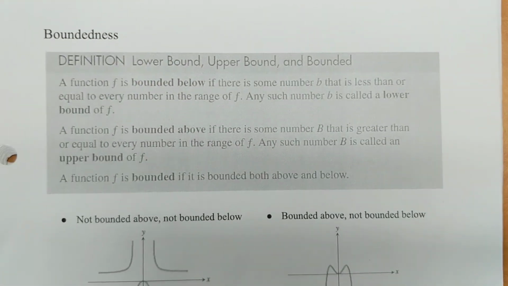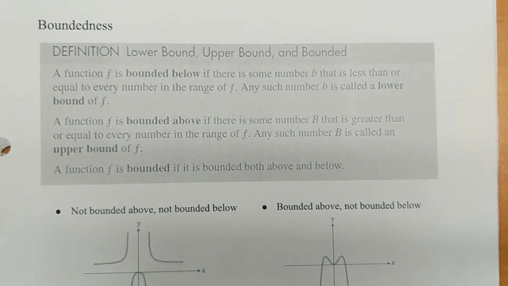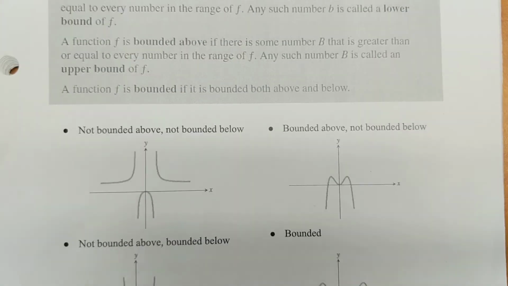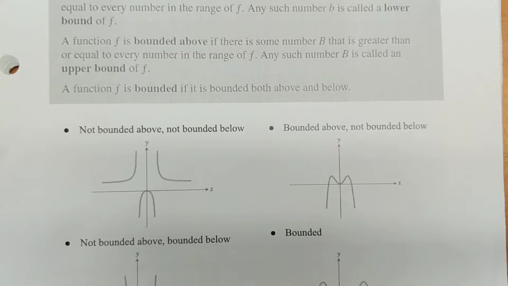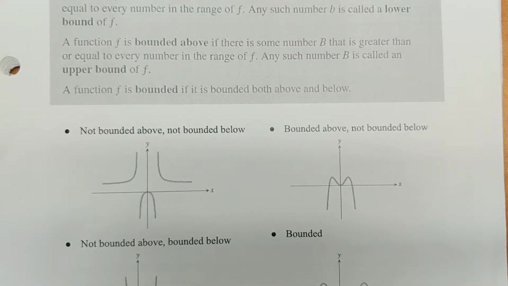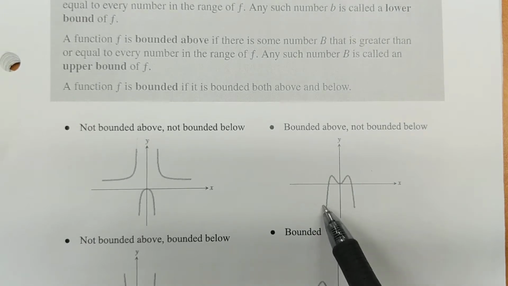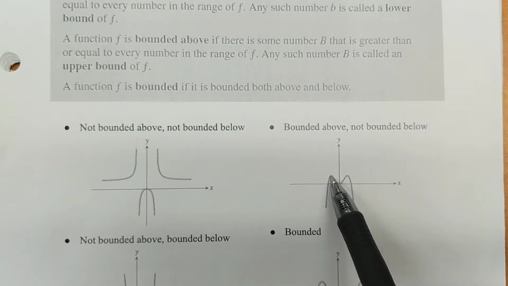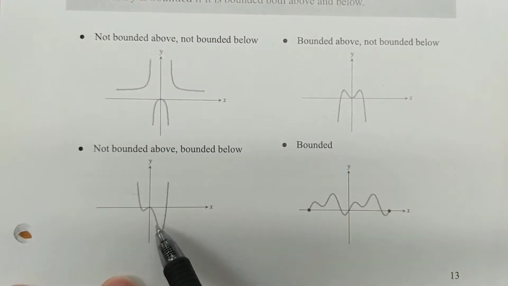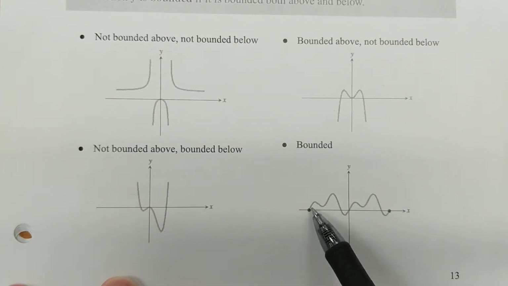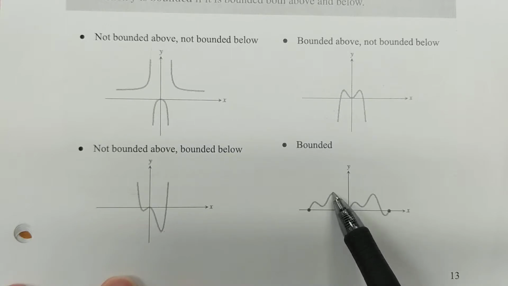All right, so now we have boundedness. Bounded refers to whether there is a boundary the graph does not cross. This graph is similar to the one we just had. That one is not bounded above or below because the graph rises forever or falls forever. This graph is bounded above. It never goes over whatever this value is. This one's bounded below because it does not ever go below that value. And this function is just referred to as bounded because it is bounded both above and below. It does not spike in either direction.